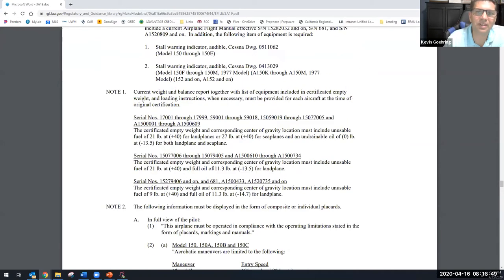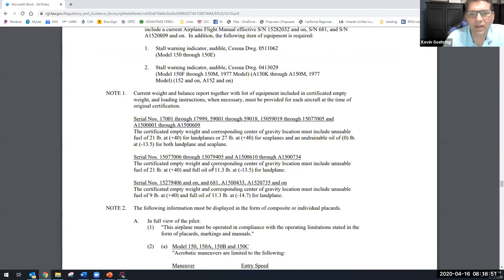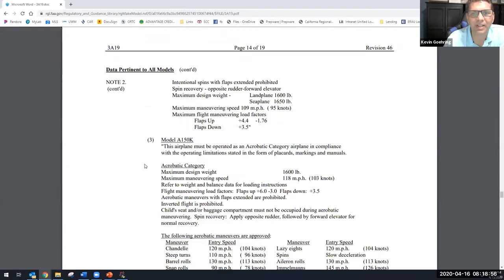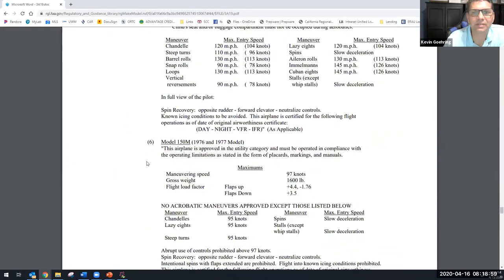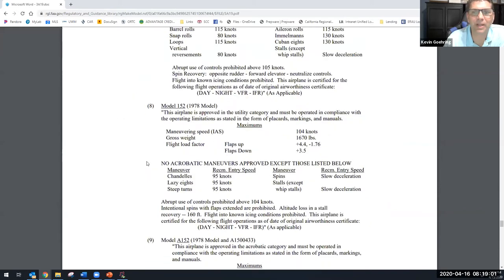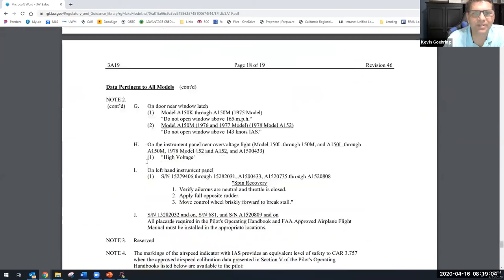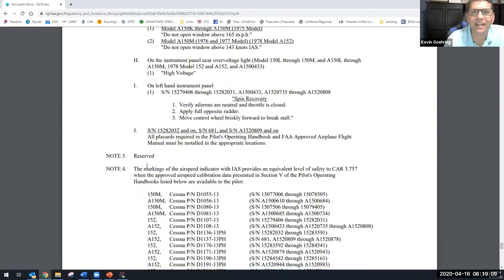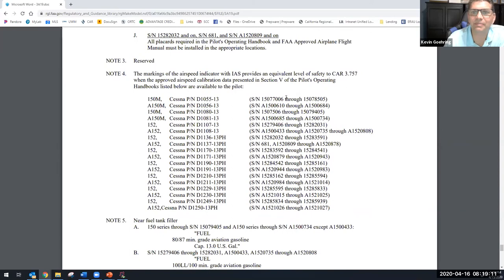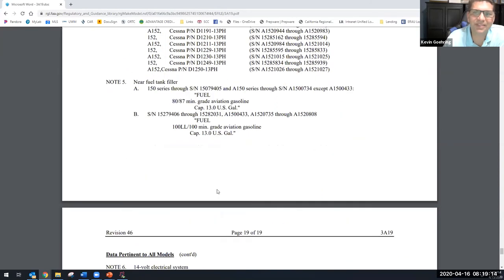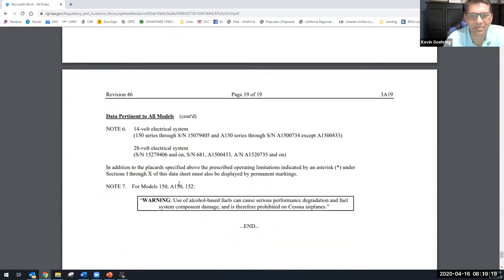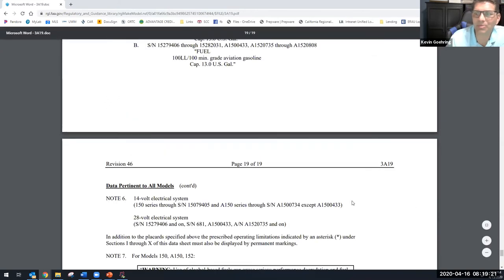And then your notes. The notes are where you find all of your placards. Note 2 has all the placards that have to be put on the aircraft. Let's see, a lot of notes, a lot of placards, placard, placard, placard. More placards. All right, then we get down to our other notes. Note 3, nothing. Airspeed information. Then back to more placards, and what electrical system. So you can see there's really not a whole lot in this type certificate data sheet, which is kind of funny. Some people think there's more to it.